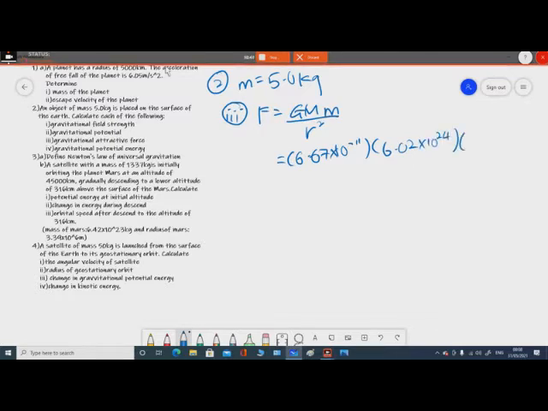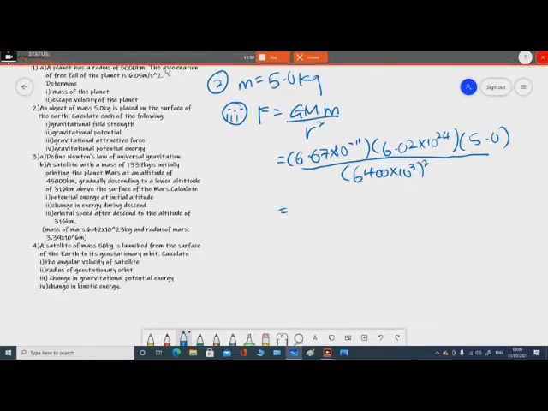Okay, 5.0 kg for the mass of the object, divided by the radius of the Earth, since the object is placed on the surface of the Earth. So the distance between the object and the center of the Earth is equal to the radius of the Earth, 6400 times 10 to the power of 3, squared.